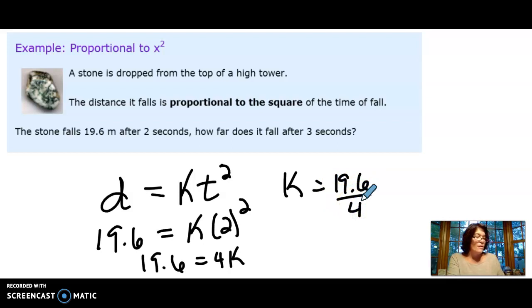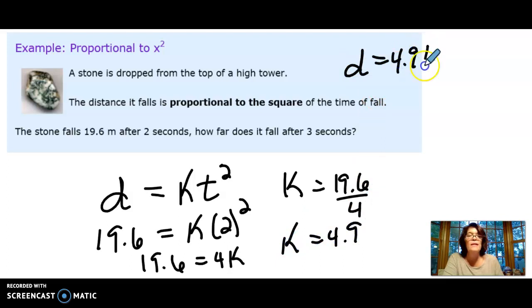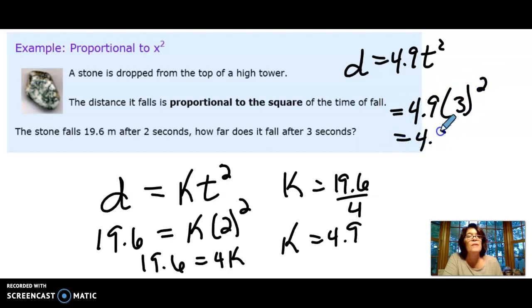You can either do that on your calculator if you want, or just write 19.6 over 4. That's fine with me. It ends up being 4.9. Okay, so the distance equals 4.9 t squared. How far does it fall after 3 seconds? Now I can just say 4.9 times 3 squared. 4.9 times 9 is the final answer. It falls 44.1 feet.